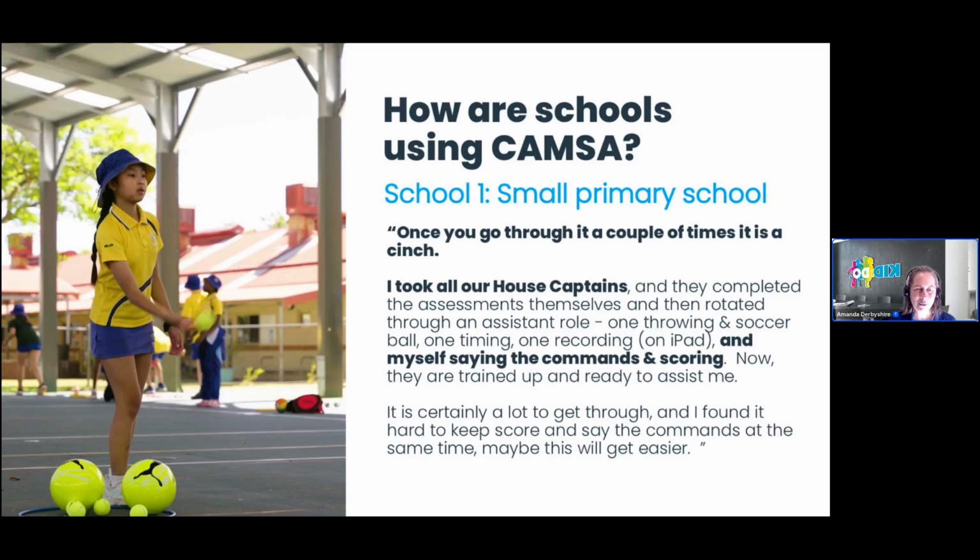So this is a small primary school up in Darwin. This teacher ran it with the house captains, the year 6 student leaders, and they completed the assessments themselves and rotated through the assistant role. So the teacher now feels confident that they're trained up and that she can use them to help her run the assessment with the rest of the year groups in the school.